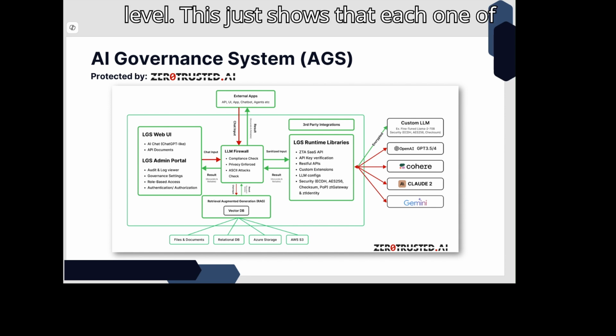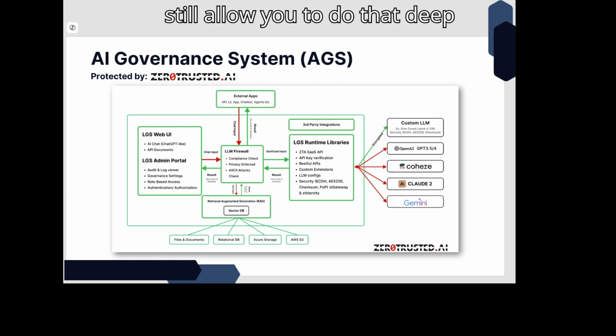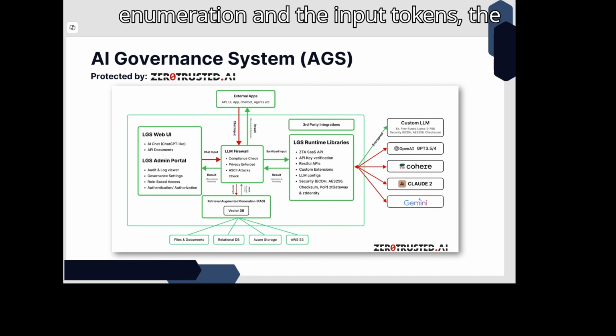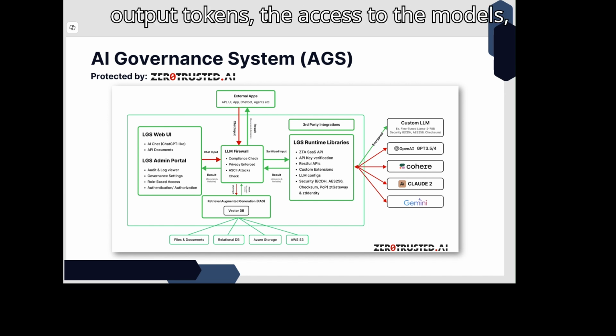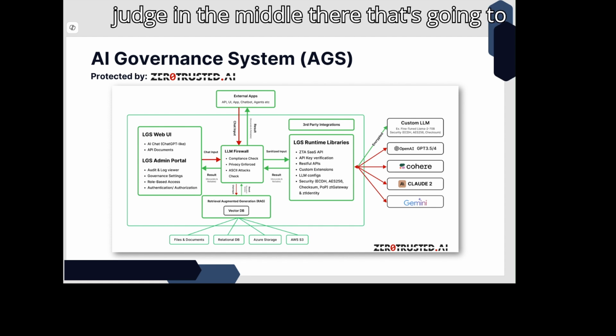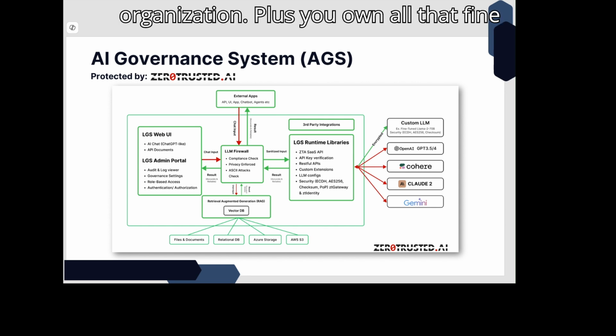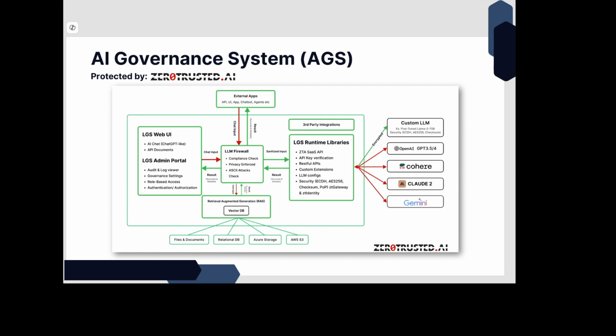This is high level. This just shows that each one of our components runs standalone, but still allows you to do that deep enumeration: the input tokens, the output tokens, and access to the models. It allows you to use multiple models. It does consensus, and then we have an AI judge in the middle that's going to help you get to the right answer for your organization. Plus, you own all that fine-tuning data, which if you just do it on a single model, is not going to happen.